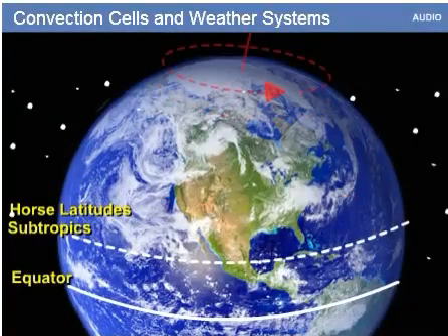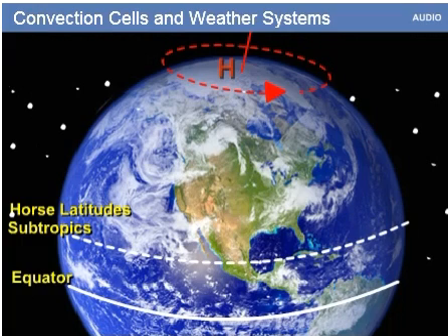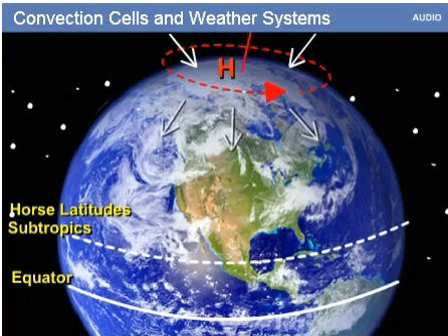Now let's look at the pole. The high pressure on the ground, caused by the sinking cold air, forces air on the surface to move south toward the equator. Think of it like pouring a bucket of water out onto the ground. The water hits the surface and spreads out. Cold air at the pole does the same thing. It rushes to the ground and then spreads out.